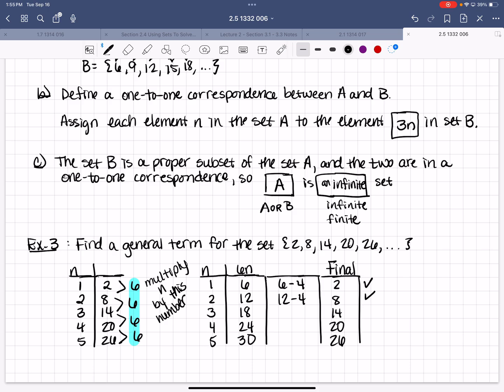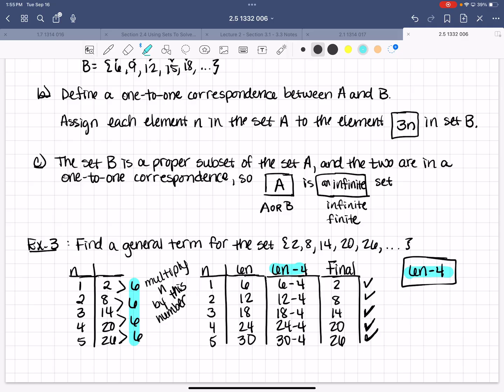Yep. Oh, looky there. We got 2 of them. 18 minus 4. Does that give me 14? Yep. How about 24 minus 4? Does that give me 20? Yep. And does 30 minus 4 give me 26? Yep. So what you've done is you said 6N minus 4. Right? That's your answer, guys. That's your rule. Find a general term for the set 2, 8, 14, 20, 26. It is 6n minus 4. There's your answer.